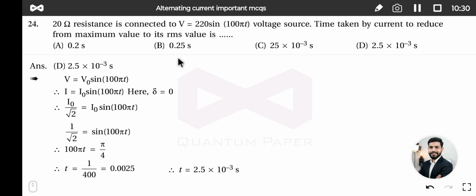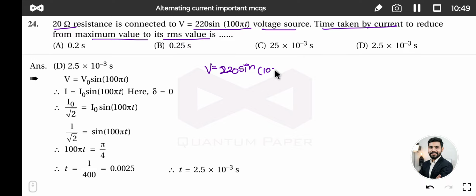Look at the next question. A 20 ohm resistance is connected to a V is equal to 220 sine 100 pi t voltage source. The time taken by current to reduce from maximum value to its RMS value is? Okay, so V is equal to 220 sine 100 pi t. Now if you see, in this question only resistance is connected. So when in the circuit only resistance is connected, then voltage and current are both in the same phase.